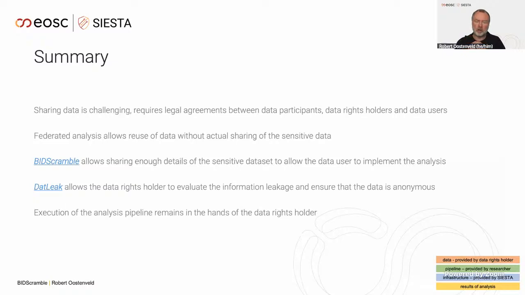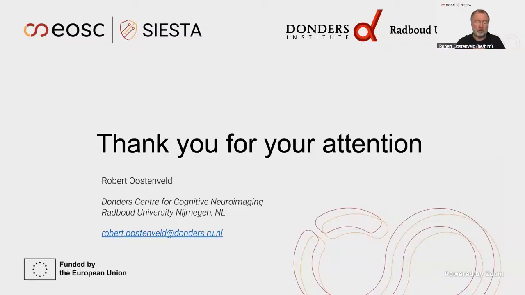Bidscramble allows for sharing enough details of the sensitive data set to allow the data user to implement the analysis on that data. And .leak allows the data rights holder to evaluate the information leakage and to ensure that the data is anonymous and therefore can be shared with the data user for pipeline development. The execution of the analysis pipeline and the evaluation of the results remains in the hands of the data rights holder. Thereby, we can ensure that there's no sensitive data being leaked to the data user or to the wider public through publications. That's what I wanted to present. So thank you for your attention.